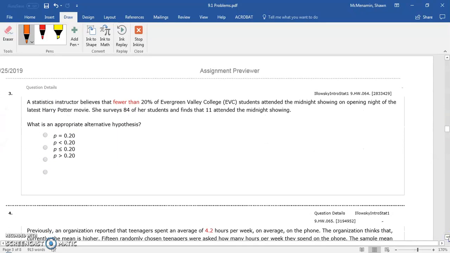A statistics instructor believes that fewer than 20%, so P is less than 0.20. So the alternative hypothesis is this one. Remember, alternatives can't have equal, so that eliminates these two. And the reason it's less than is because it says fewer than.